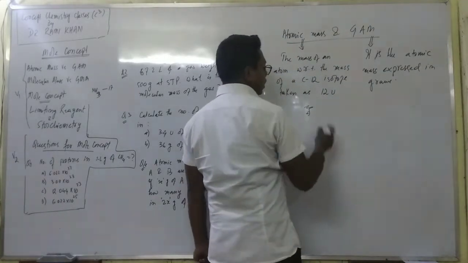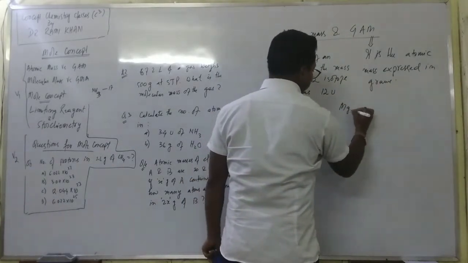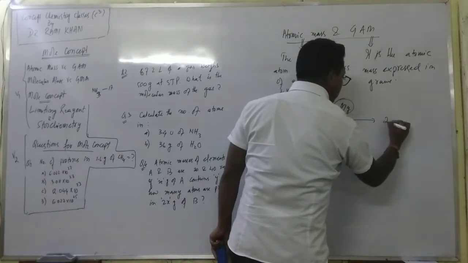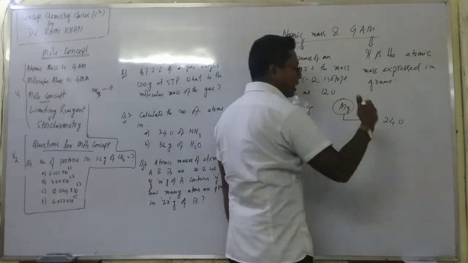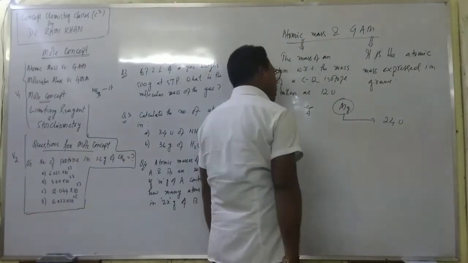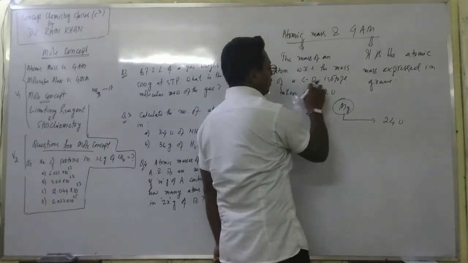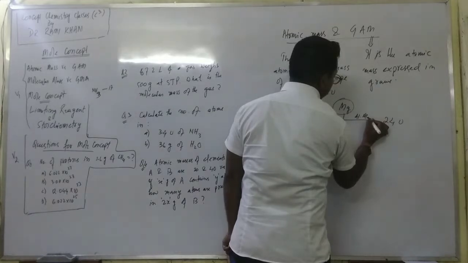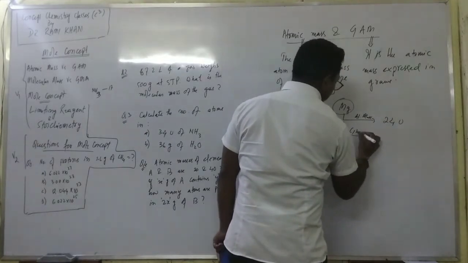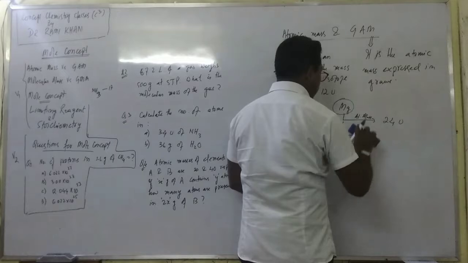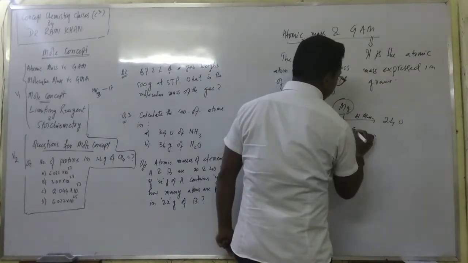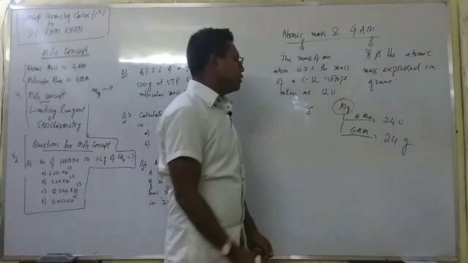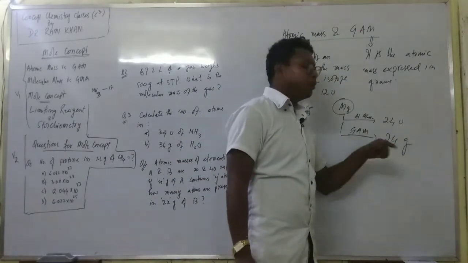Example, if we take magnesium, atomic mass of magnesium is 24U. This is the relative atomic mass which has been calculated with respect to the mass of carbon 12. And this is the relative atomic mass, and gram atomic mass of magnesium is 24 gram. Now, what is the difference between this 24U and 24 gram of magnesium?